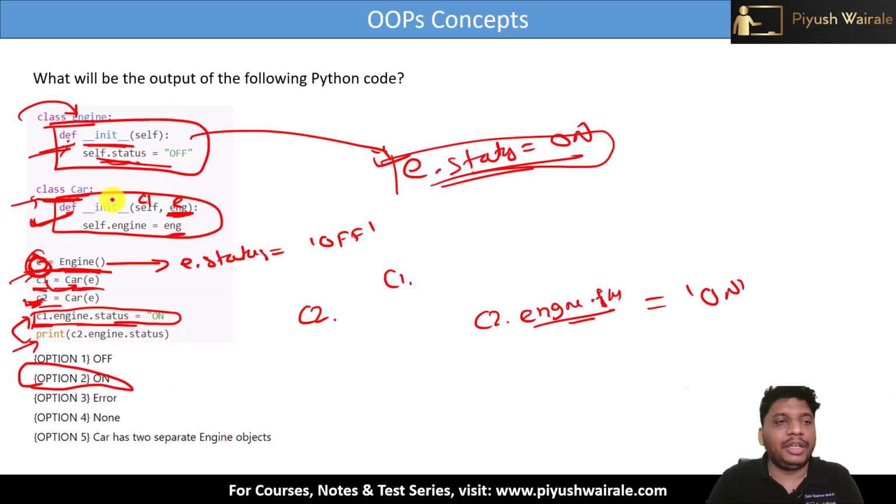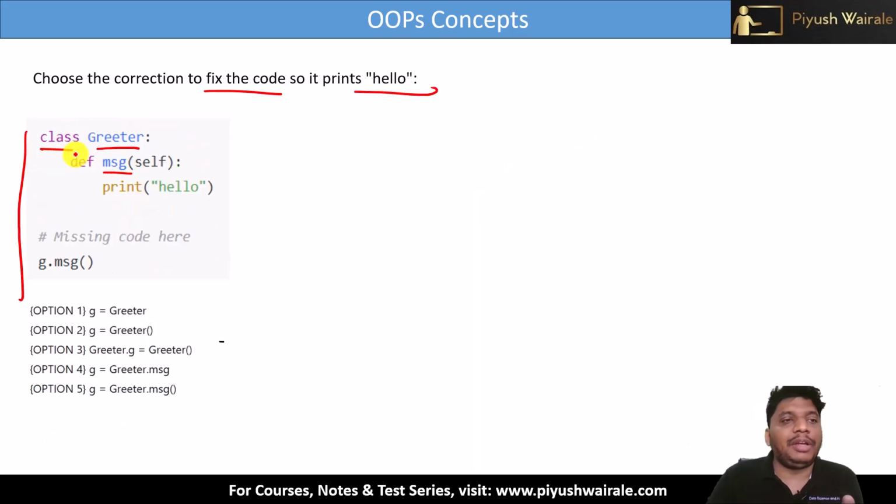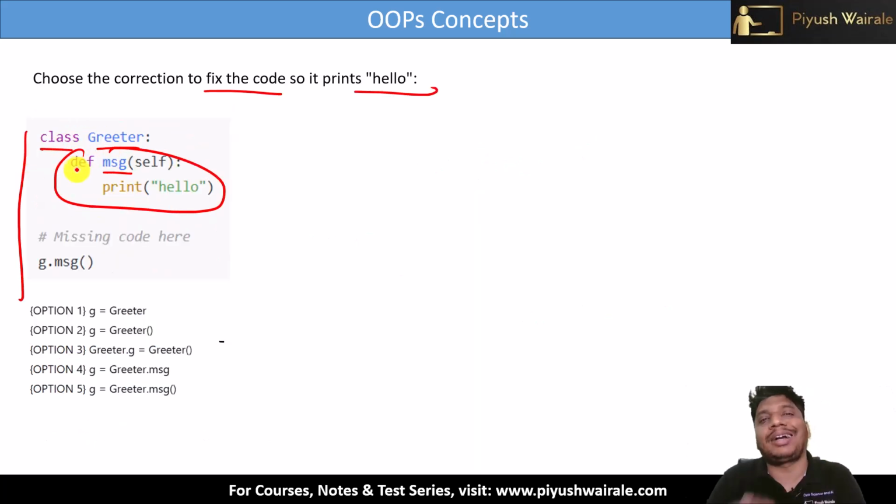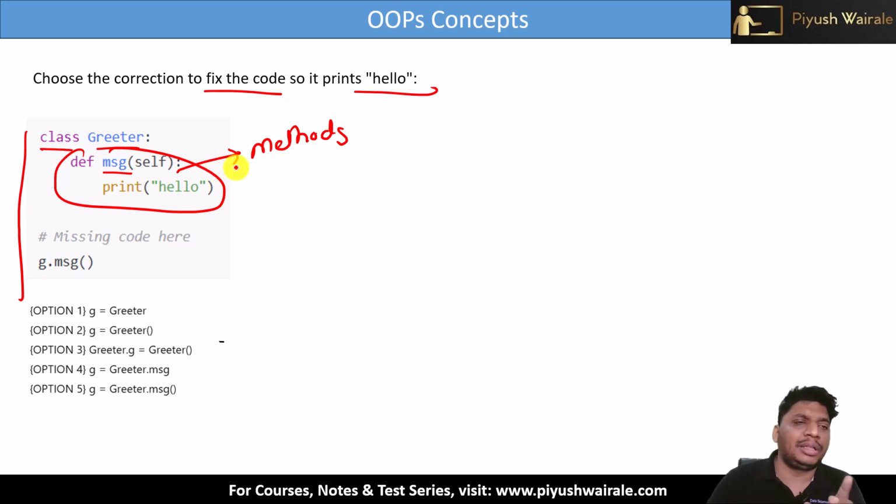Okay, if you observe here, this init function is basically what? Constructor here. And when we define any function inside the class, that is basically called a method. These are the methods. So whenever you define any function inside the class, that is basically a method. It's a function only, but we name it a method. Now here we have defined the class Greeter, and here we have defined one function message, which will take the object as an input and it is going to print hello here. I hope this is clear.